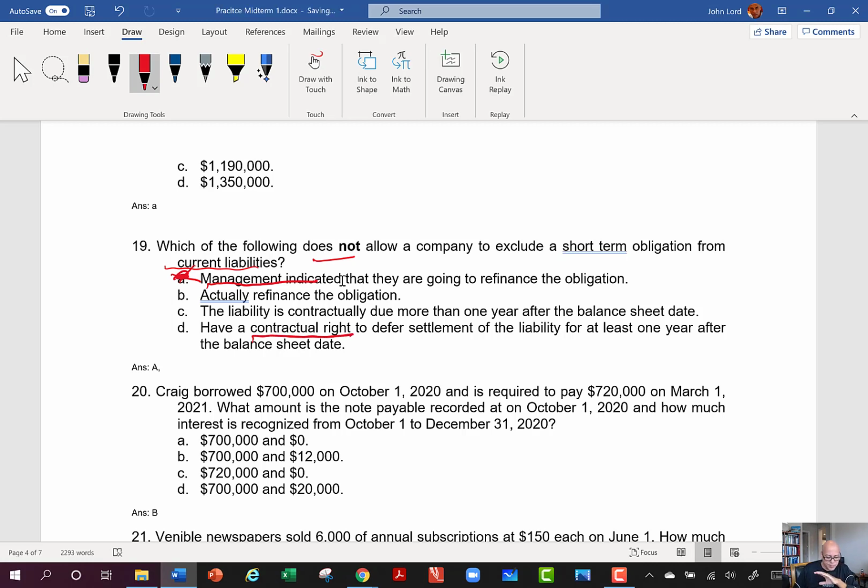Okay, so this one didn't get so much into did they actually refinance or have a contract before the issuance of the financial statements, before the year end. And so the obvious problem here was the one where you wouldn't be able to is they indicated. Okay, they got to have contracts and stuff in place essentially. Okay.